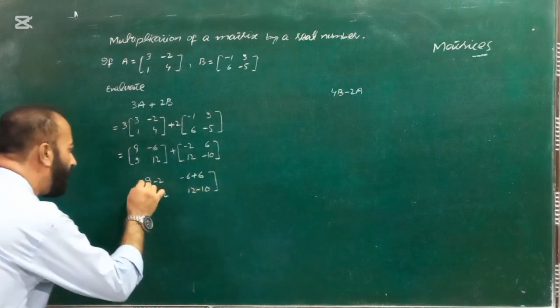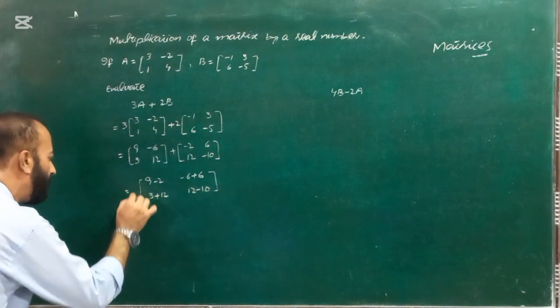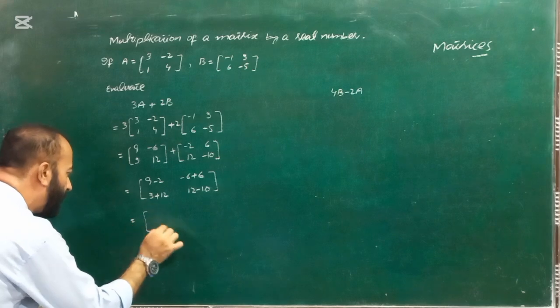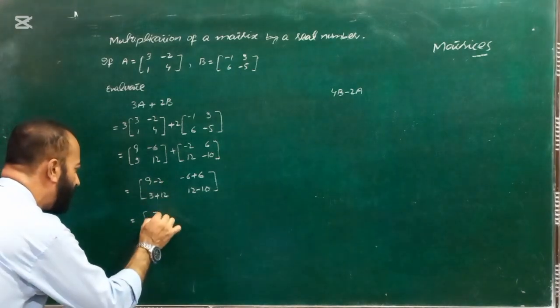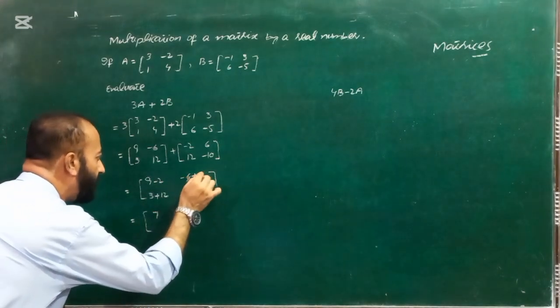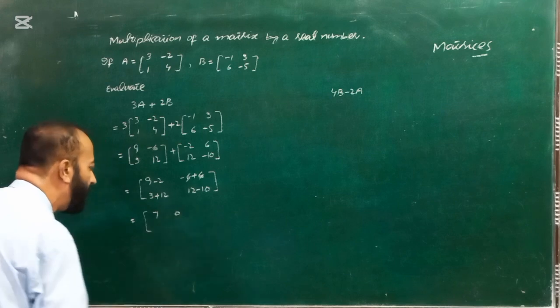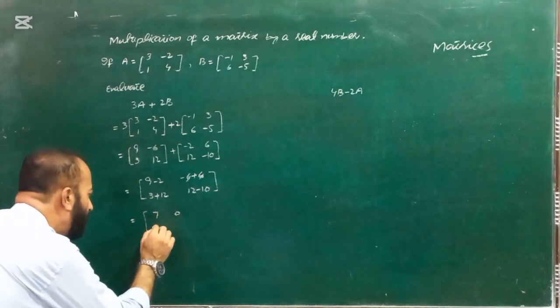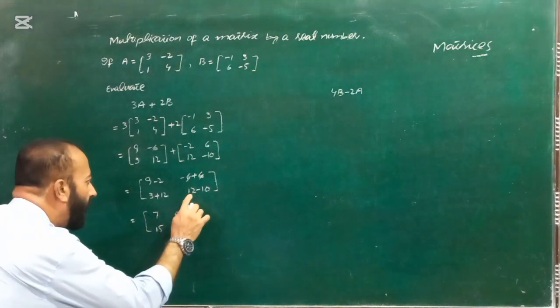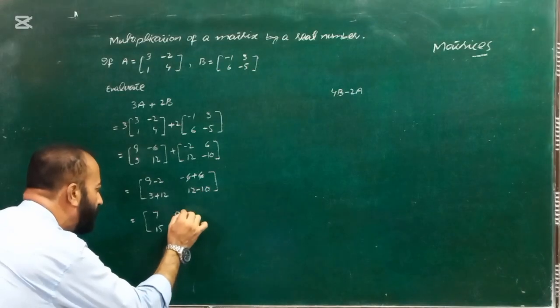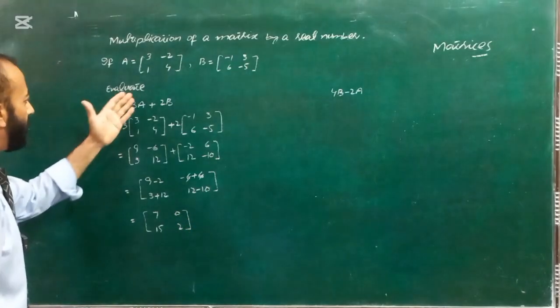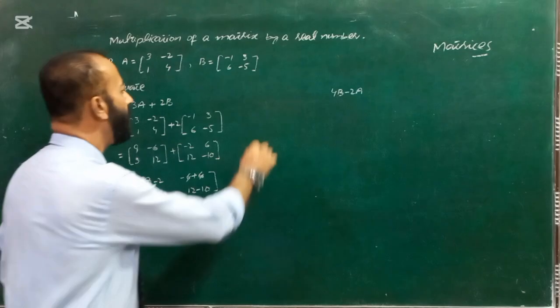So at this step, now we will do the last step, that is simplification. 9 minus 2 will be 7. Minus 6 plus 6 will be cancelled, so the element will be 0. 3 plus 12 will be 15, and 12 minus 10 will be 2. So this is the answer of this expression.